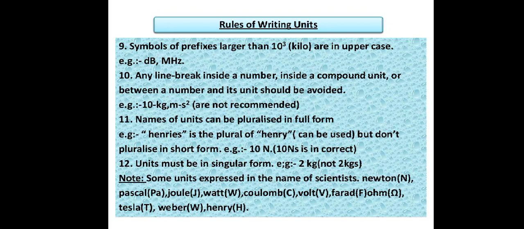Units must be in singular form, like 2 kg, not 2 kgs, and 2 grams. Next, the name of the unit can be pluralized in the full form. Henrys is the plural form of henry. Write 10 newtons, only write 10 newtons, not 10 Ns. It is incorrect.